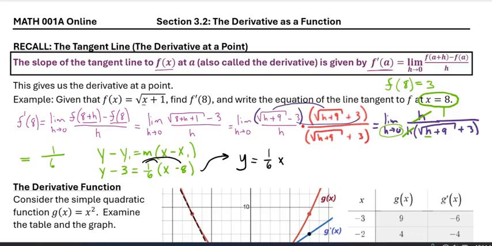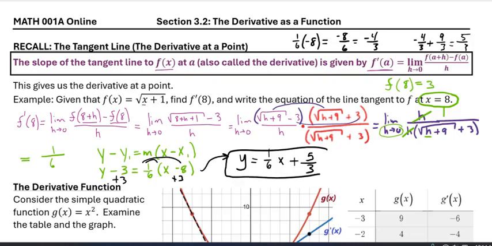So again, 1/6 times negative 8. Let me just do this work right up here at the top. We got 1/6 times negative 8 would be negative 8/6, or negative 4/3. But then I'm also going to be adding 3 to both sides of this equation. So if I take negative 4/3 and I add 3, notice that 3 is the same as 9/3. That's the common denominator, so I can get a value of 5/3. So working with my fractions there, that would be my final equation.